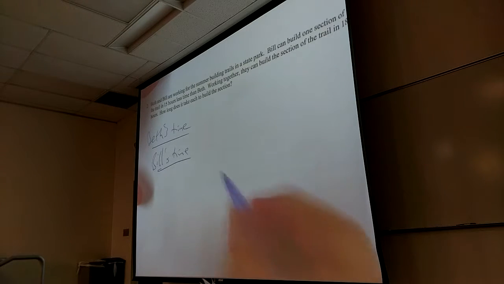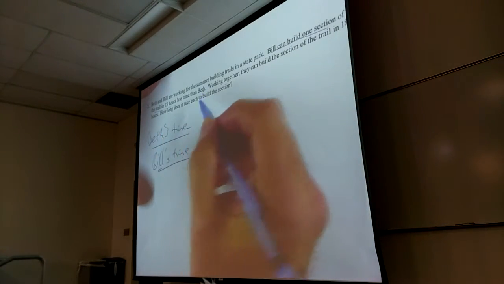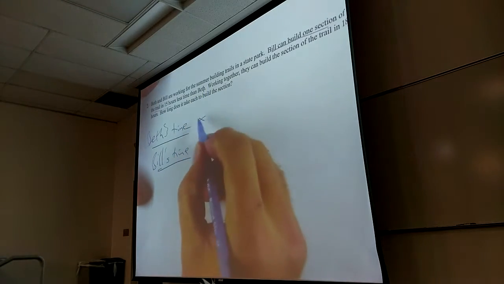So which one is going to be just a letter? Yeah, because Bill's time depends on Beth's time. Right? So that should be something you're coming out of Math 90 with, is the ability to find out which one is just X or whatever. So let's just use X. So Beth's time is X. And now I can build Bill's time off of that.